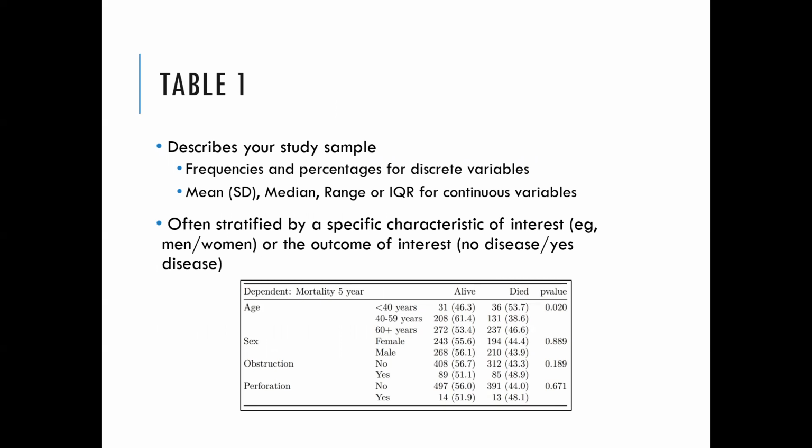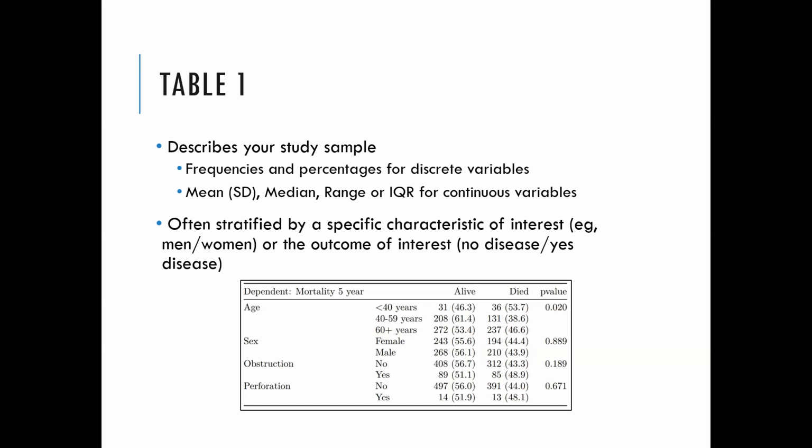So I showed this table in the last lecture, and we're actually going to be creating a Table 1 in our exercise today. Table 1 just describes your study sample. For discrete variables, we would present frequencies and percentages. And for continuous variables, we might present the mean and standard deviation, or in the case of non-normally distributed data, we might choose instead to display the median and the range or the interquartile range.